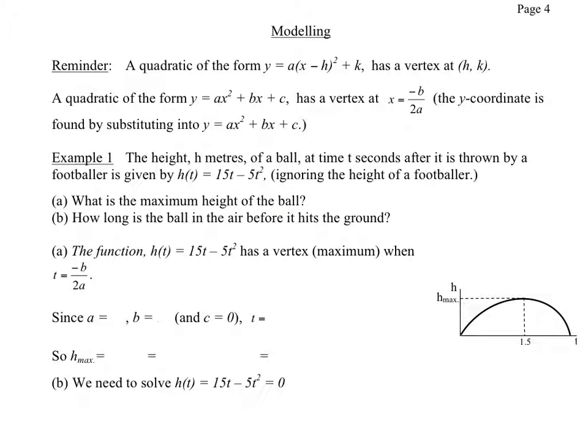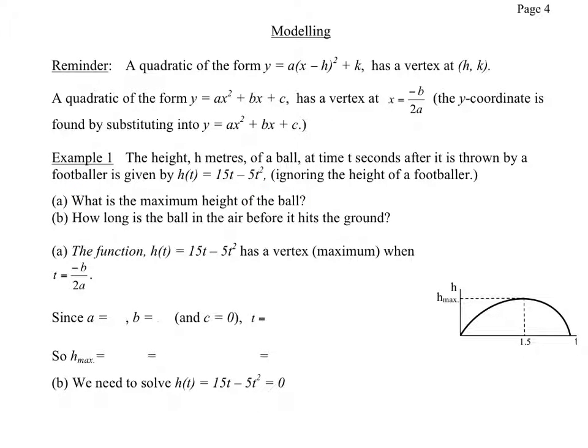resistance. Okay, so there's an example here with the height after t seconds being equal to this. So that means that, for example, after 2 seconds, the height would be 15 times 2 minus 5 times 2 squared, whatever that might be. Okay, so the height is a function of t. The height depends on t. So the question that's asked here is, what is the maximum height of the ball?